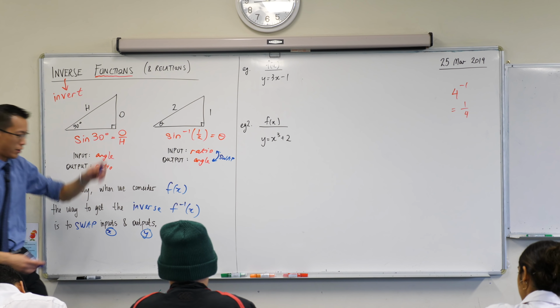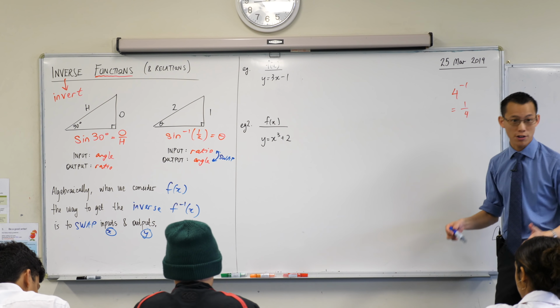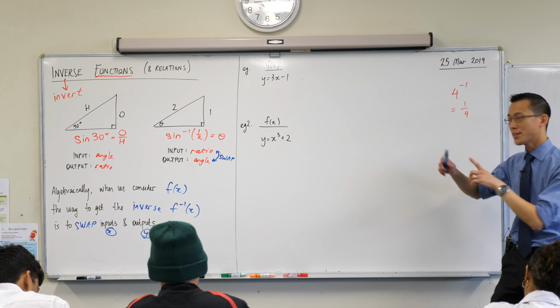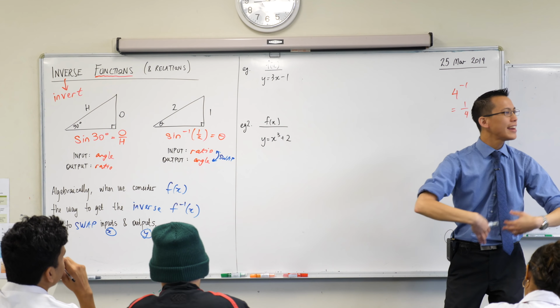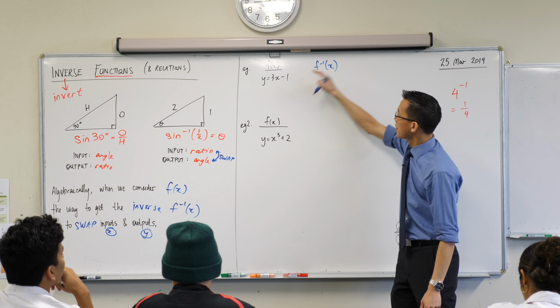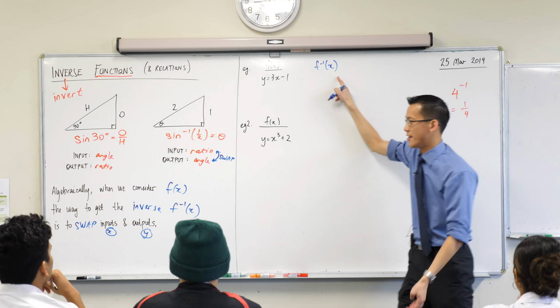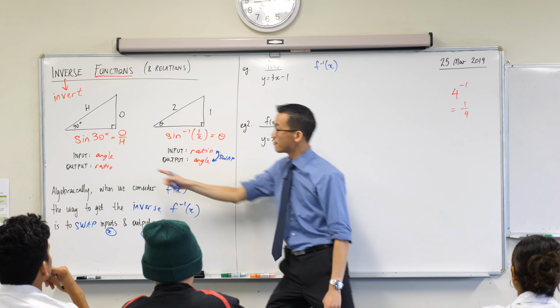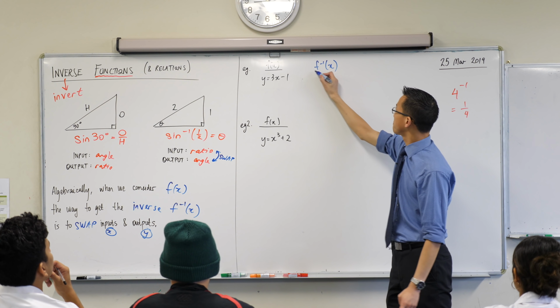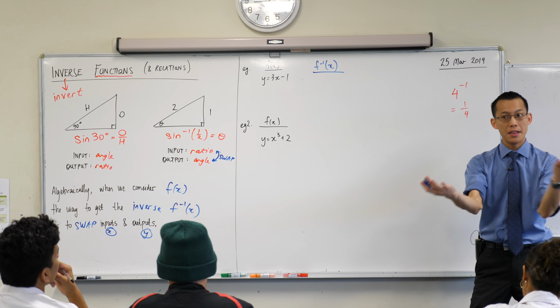So, case in point, come and have a look at these examples with me. These are very, very straightforward functions that we know how to deal with. If I want to take these functions and get an inverse out of them, what's the inverse that sort of undoes that? This guy will undo that. What's going to undo this? Well, I'm going to swap the inputs and outputs. I'm going to swap the x's and y's.